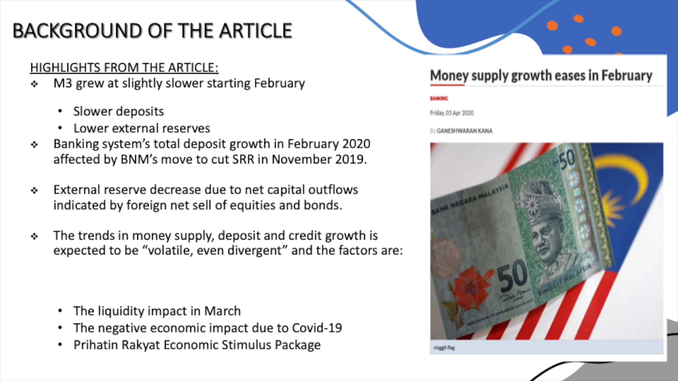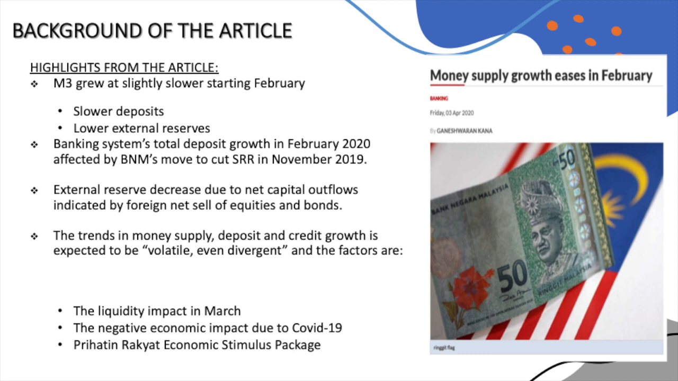Besides, the article mentioned lower external reserves at end February, which were also a drag on M3. This was believed to be due to the net capital outflows indicated by foreign net sales of equities and bonds. And then the article also mentioned that the trends in money supply, deposit, and credit growth are expected to be volatile, even divergent, and there are three factors that are expected to influence them.